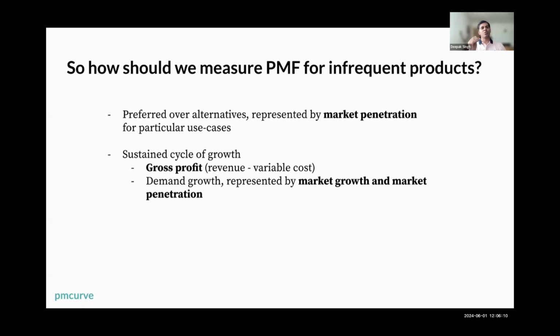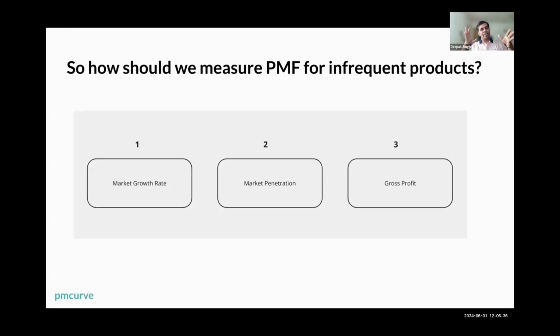Barring that, you have to go to gross profit, which leads to a sustained cycle of growth, and the growth in market, which is market growth or market penetration growth, right? So you can grow either because the market is growing and you are growing with it, or you can increase your share. Now that we have market penetration, gross profit and market growth as three things, we can define. The problem is these are all lagging indicators, right?